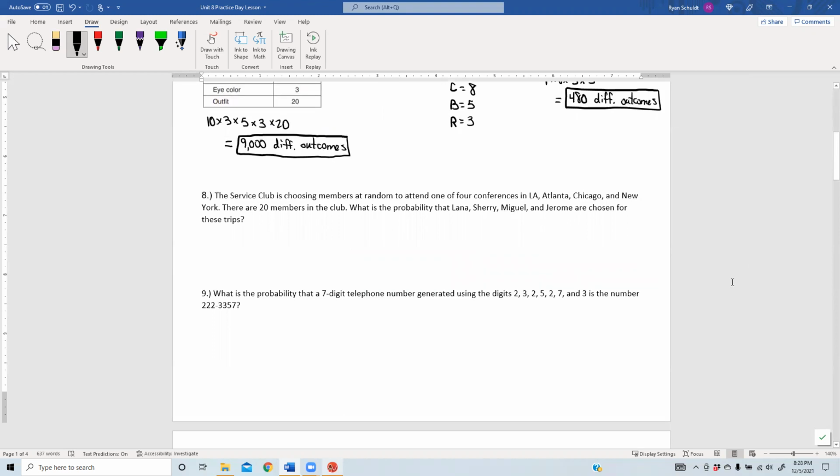Number 8, the service club is choosing members at random to attend one of 4 conferences in LA, Atlanta, Chicago, and New York. There are 20 members in the club. What's the probability that Lena, Sherry, Miguel, and Jerome are chosen for these trips?